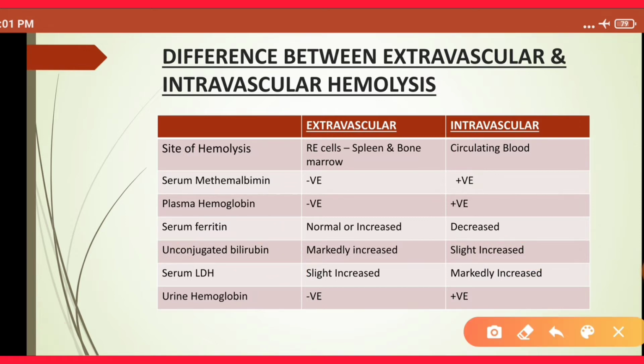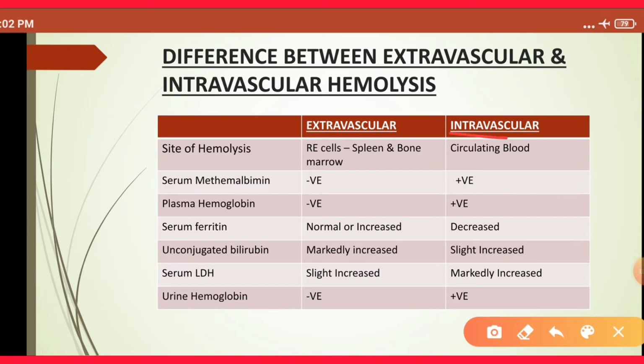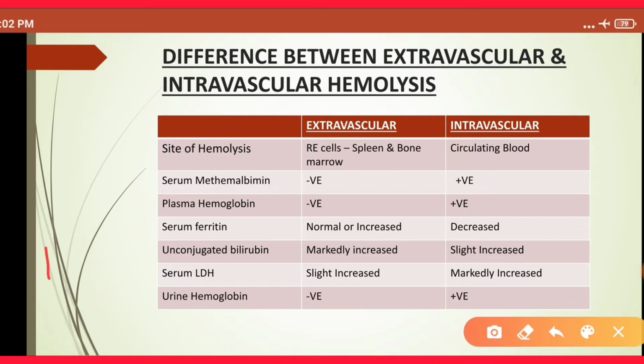Okay, alright. Now in intravascular hemolysis, if you remember, you will have hemoglobinuria. So in the urine, hemoglobin is present in intravascular hemolysis, which is not seen in extravascular hemolysis. Second point, guys. In intravascular hemolysis, you will have more RBC destruction and hemoglobin is released into the blood. This released hemoglobin can get converted into methemalbumin. So in the serum, methemalbumin level can be increased in intravascular hemolysis, which is not seen in extravascular. And because of the destruction of RBC and released hemoglobin, your plasma will also have more hemoglobin, right? So plasma hemoglobin is positive in intravascular hemolysis, while it is negative in extravascular hemolysis. Okay, now a further important difference is about the serum LDH.